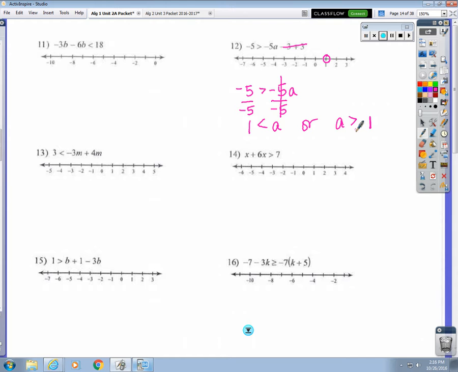Open, because there's no equal to bar, so 1 is not actually a solution. Okay, it would not work. But everything greater than 1 is. So where do your solutions start? 1, but is 1 actually a solution? No, so parentheses. And then how high do your solutions go? Infinity. Infinity always has a parenthesis. The reason the 1 does this time is because there's no equal to bar.